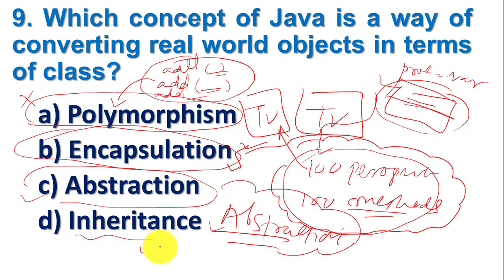Last, D. Inheritance is a property of object oriented programming in which we take a ready-made class, a class which is readily available. Let's say this is a class which I already made, class A. I want to use a new class with a few extra properties. I want to use A also, and then I want to add a few properties. Then I will use inheritance. Okay, so these are four different properties of object oriented programming. The right answer for this question is of course C.